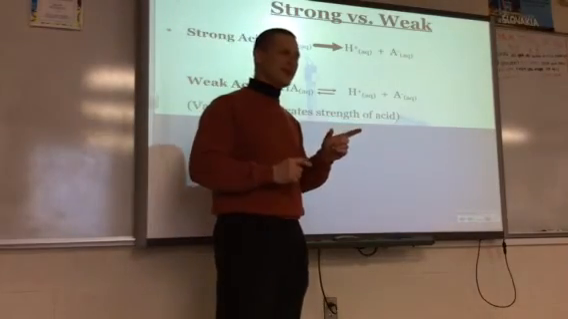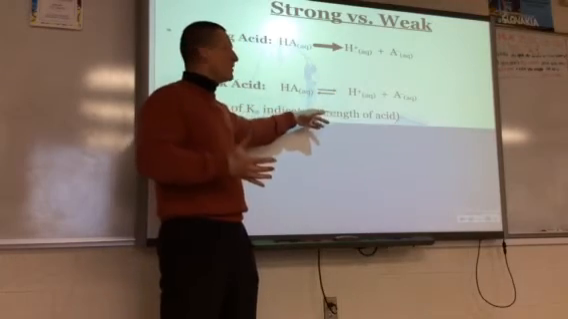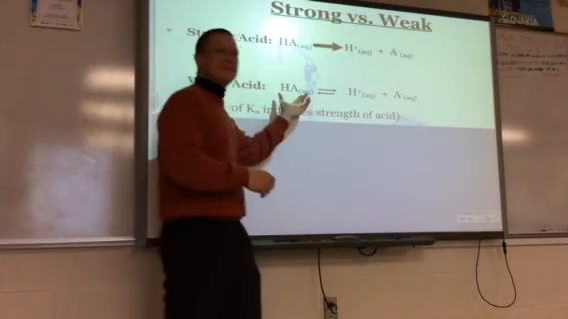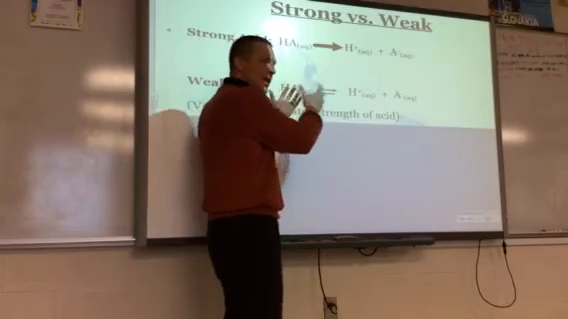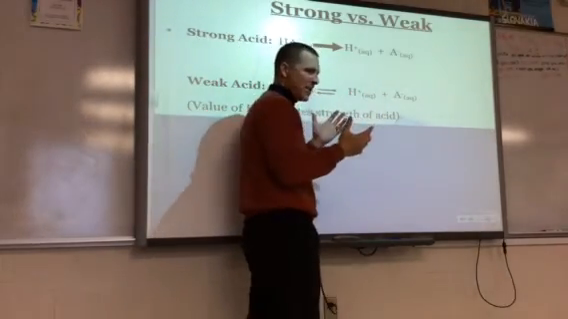Now here's what happens with a weak acid. A weak acid, notice the arrow. This is more like what we expect. The weak acid dissociates partially. There still is reactant present, and not all of the reactant dissociates. In fact, we only get a little bit of product, and then it stops.